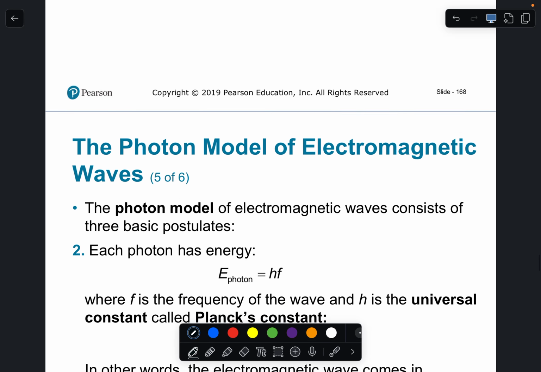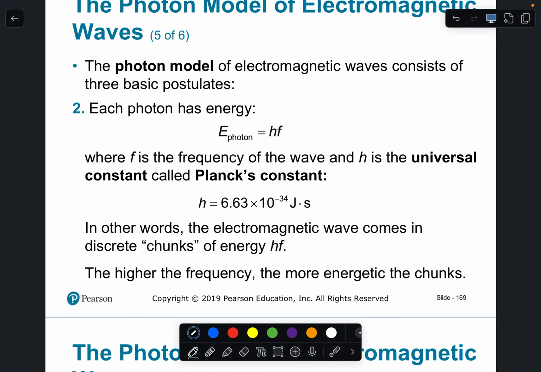The photon model, this discreteness, is given by the energy of each particle. And this is where you can see how only certain values can exist. It's some constant called Planck's constant multiplied by the frequency of that wave. So h is Planck's constant, also called the universal constant, and its value is very, very small: 6.6 times 10 to the minus 34.